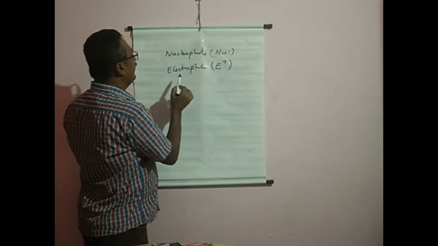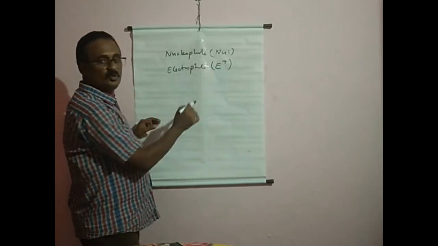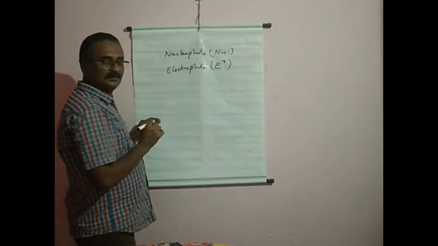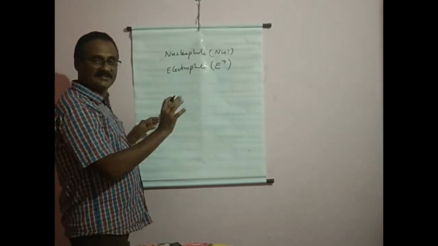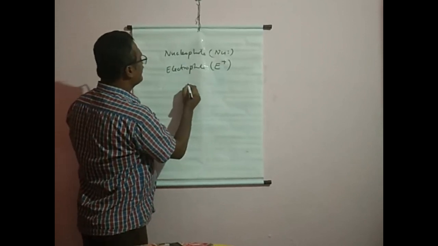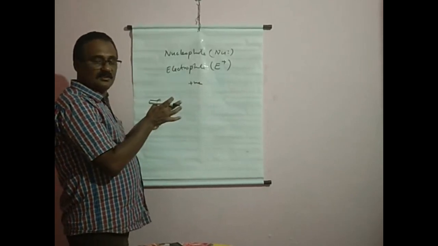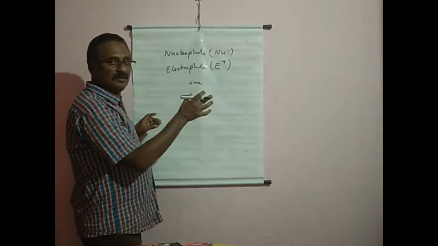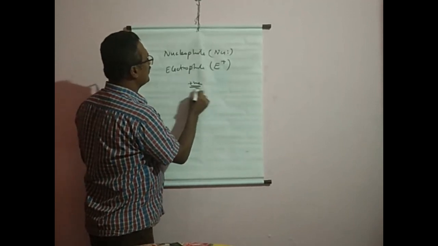Now we are going to discuss the two types of species used in organic reactions: a nucleophile and an electrophile. These are the two important types of reagent species used in organic chemistry. What is a nucleophile? The term nucleophile means nucleus loving. The nucleus has a positive charge, so the species which likes the nucleus should be rich in electrons.